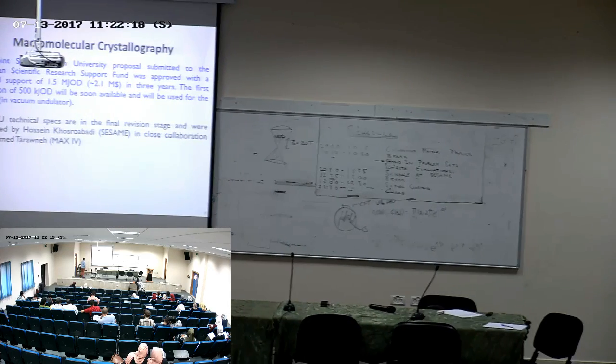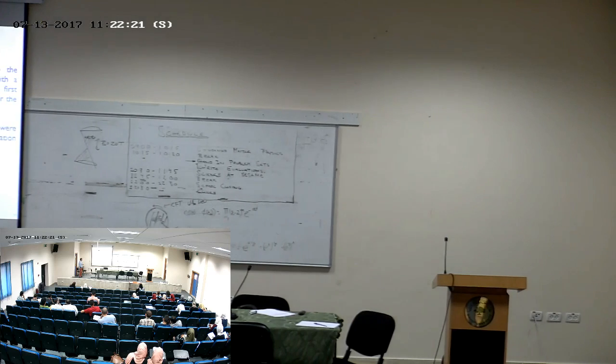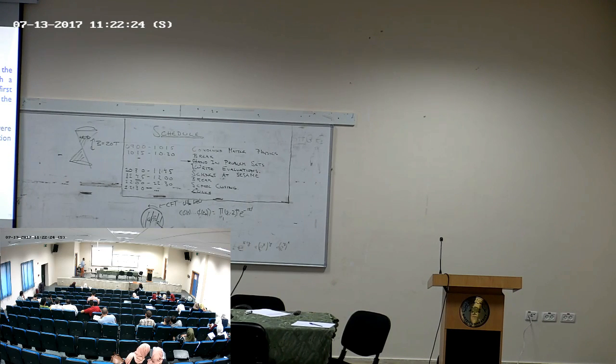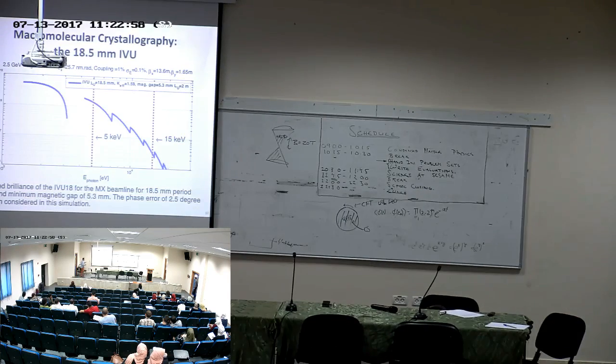We have started writing the specification for the vacuum undulator, which has been developed by Hossein Khosrowabadi from Sesame, he's Iranian, together with Hamed Tarawneh, who works at MAX IV, but is Jordanian. I was with Sesame in the beginning, now I moved to Sesame. So the two together have designed the vacuum undulator, which will have a very short period of 18.5 millimeters, so it's less than 2 centimeter period.